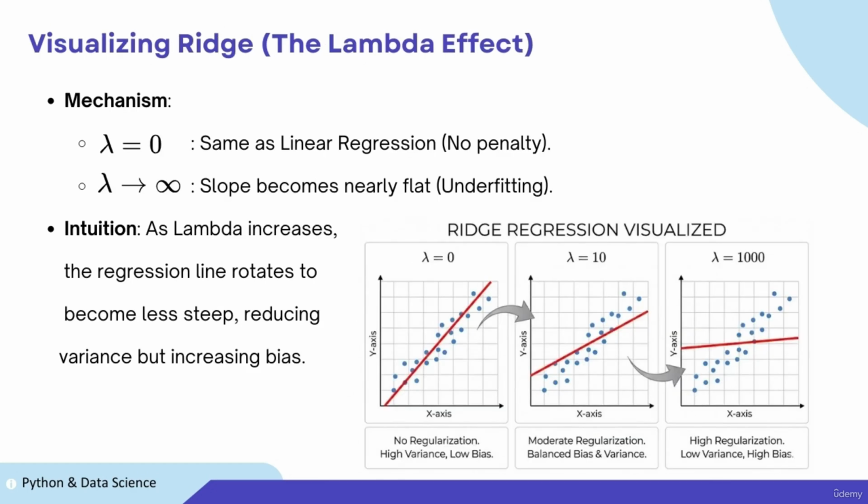Let's visualize this. Imagine alpha is a volume knob. When alpha is 0, the penalty is off. We just have normal linear regression. As we turn the knob up, increasing alpha, the penalty gets heavier. The model is forced to shrink the coefficients towards 0. This reduces the variance of the model. It makes the model less sensitive to the random fluctuations in the training data.